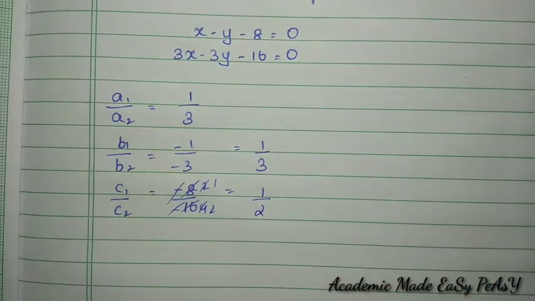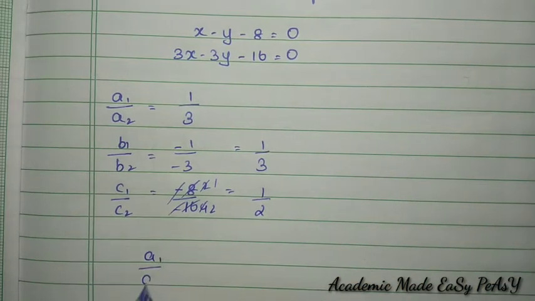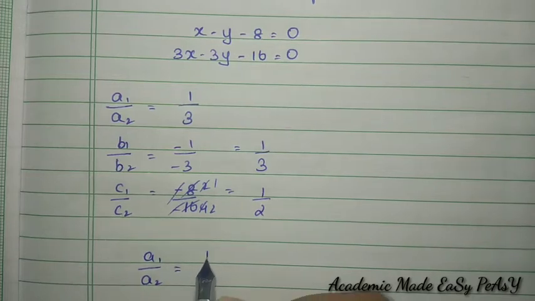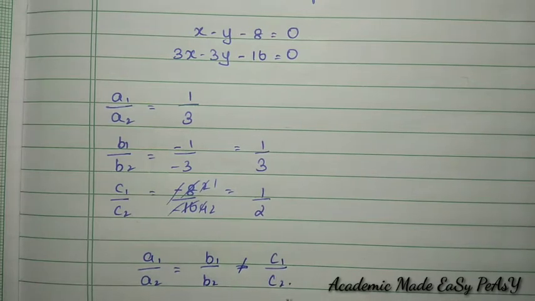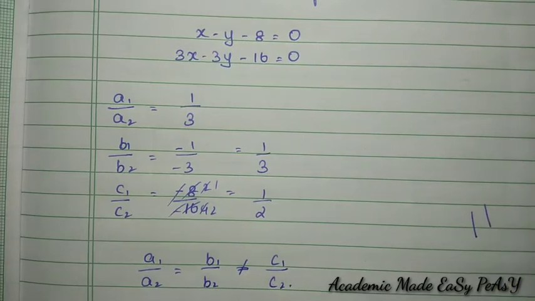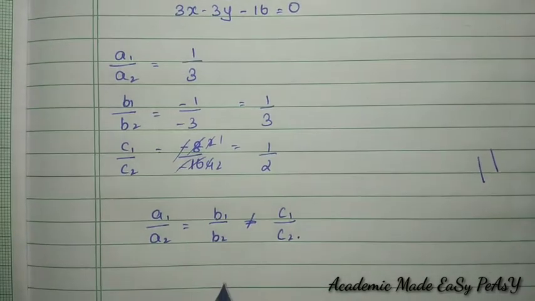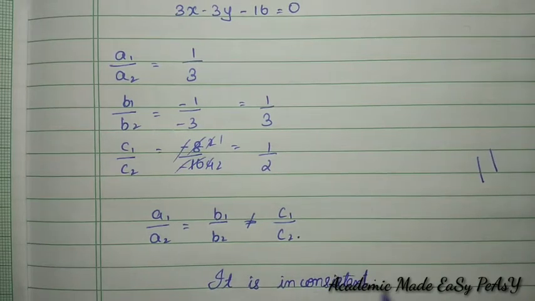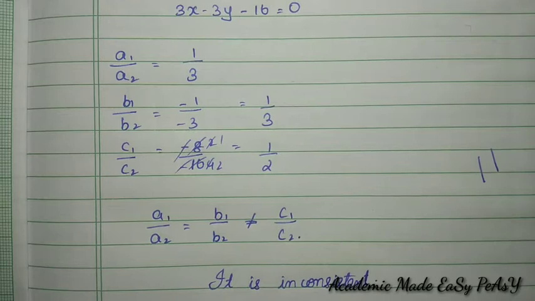From this ratio it is clear that a1 by a2 is equal to b1 by b2 but not equal to c1 by c2. Therefore they are parallel lines. Parallel lines never intersect each other, so this does not have any solution. That is, it is inconsistent. They have asked us to find the solution graphically only if it is consistent, so we need not do anything. We can just stop with this.